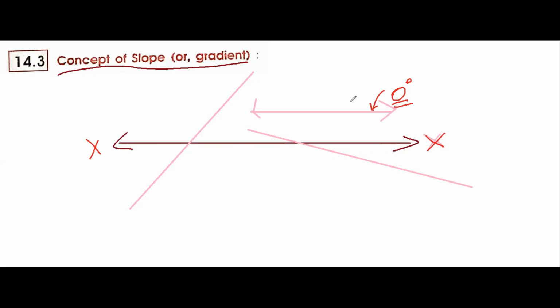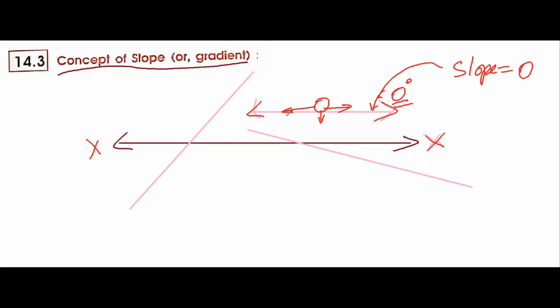If you keep a compass box or a ball on this, do you think the ball will roll here, or here, or will it be stationary? It will be stationary, correct? So when it is stationary, it means there is no slope, so the ball will not go right hand side or left hand side. So in this case we can say that the slope of this line is 0.